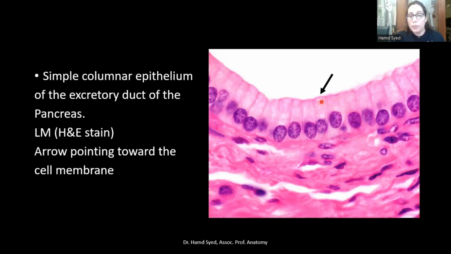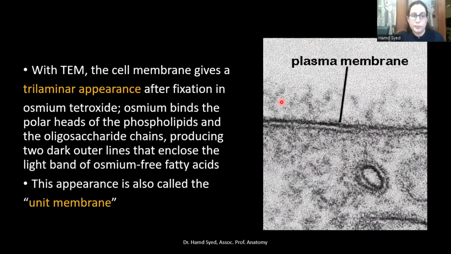This stain gives a pinkish color to the cytoplasm of the cells and a purplish blue color to the nucleus within the cells. Now here on the surface of these cells, on the apical surface, you can see the faint, slightly dark pink line. This is representing the plasma membrane. This is how it is visible through a light microscope. But if we were to look at it through the transmission electron micrograph, then we would see that it is actually consisting of these three layers.